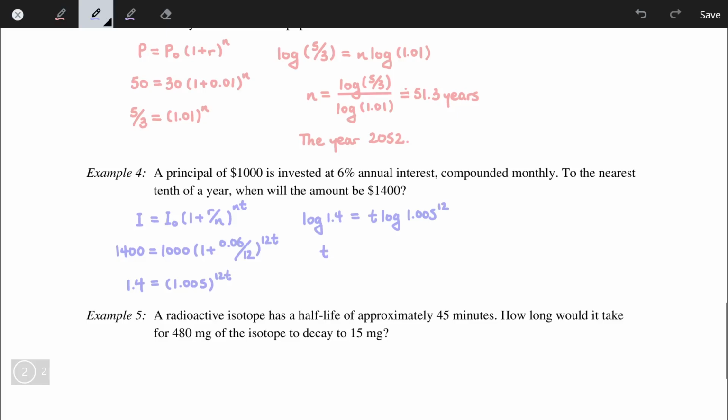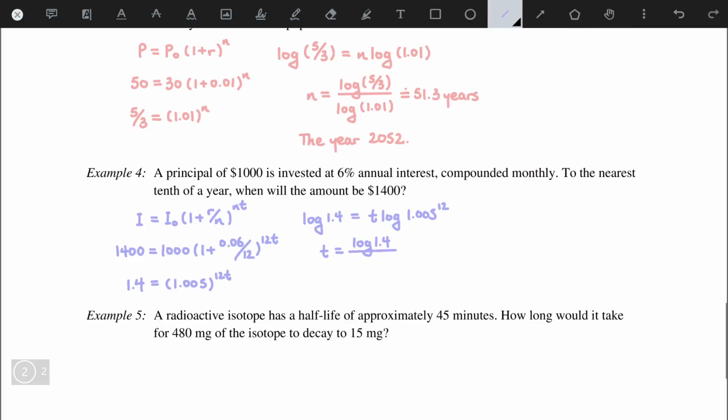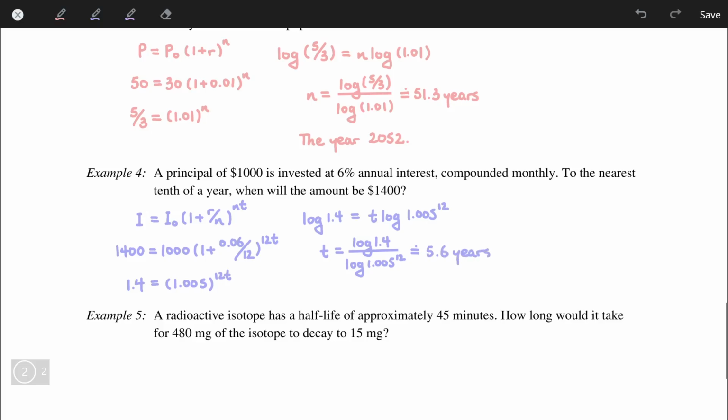Then we can isolate t by itself. t is going to be equal to log 1.4 divided by log 1.005 to the 12th power. And that can also be evaluated on a calculator, and we'll get an approximate value of 5.6 years, which of course can be converted into years and months, but 5.6 years is quite sufficient for our purposes here.